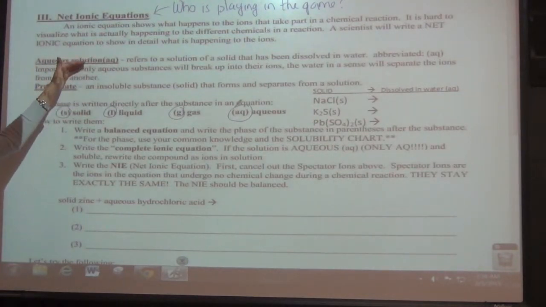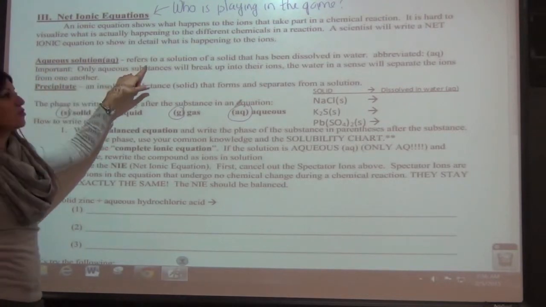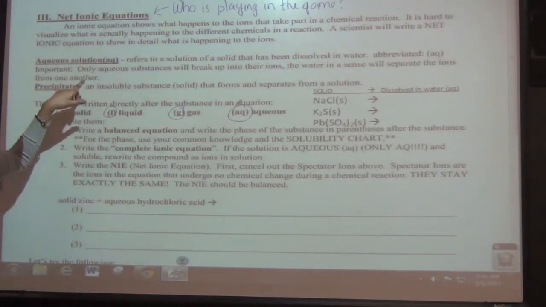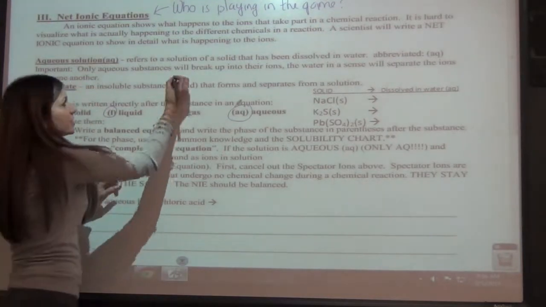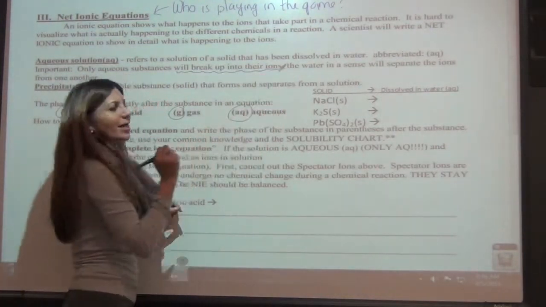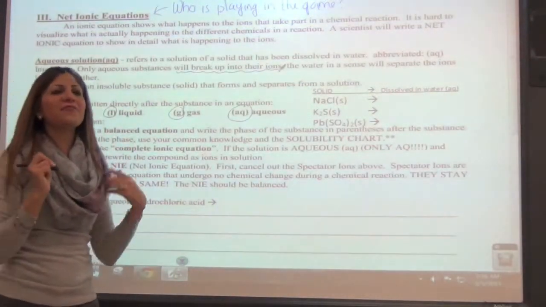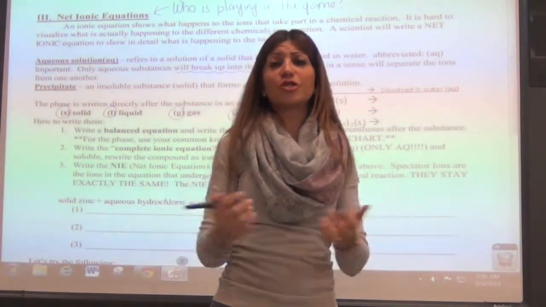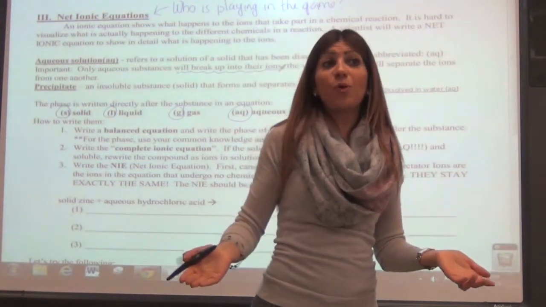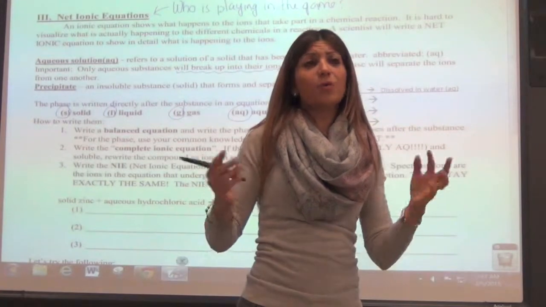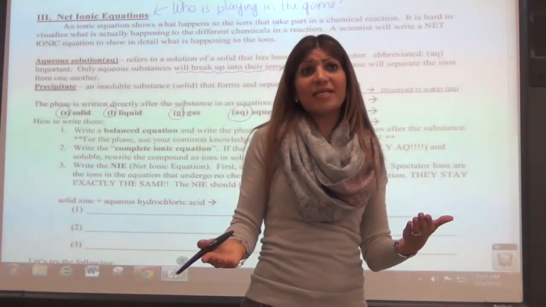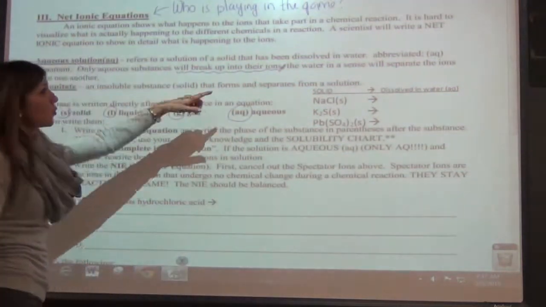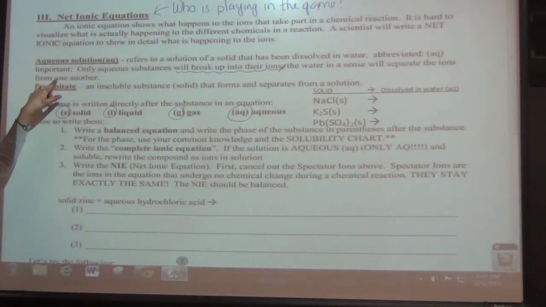So, back to this, when we talk about aqueous, this is really important because this is going to be one of our major things. It refers to a solution of a solid that's been dissolved in water, and it's abbreviated AQ. But it's important that we understand that only aqueous substances will break up into their ions. By definition, it's dissolving in water, but back to what I was saying about sugar, sugar won't break up into ions, so we would not write AQ after it. We would simply write that it remains as a solid. So even if you're dissolving it in water, it's not breaking up into ions. So the water, in a sense, will separate the ions from one another.